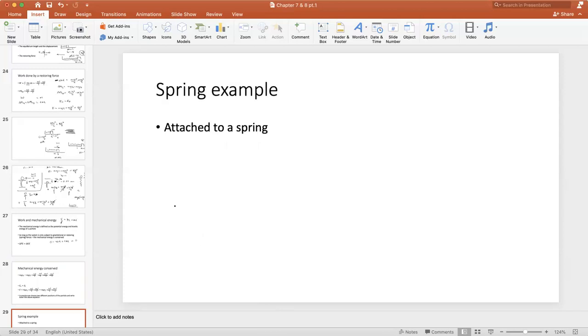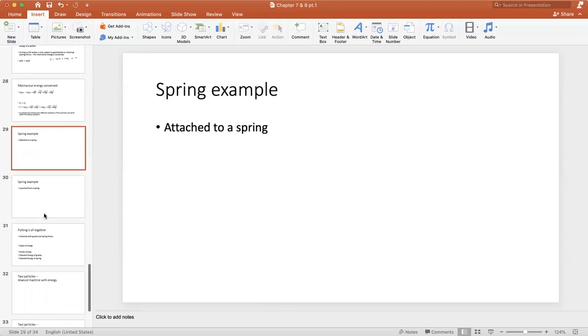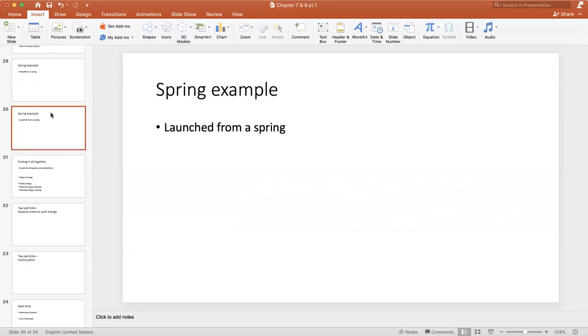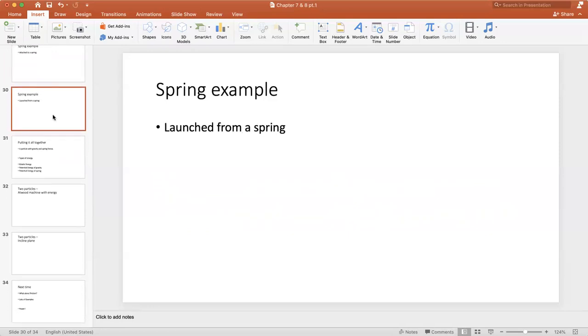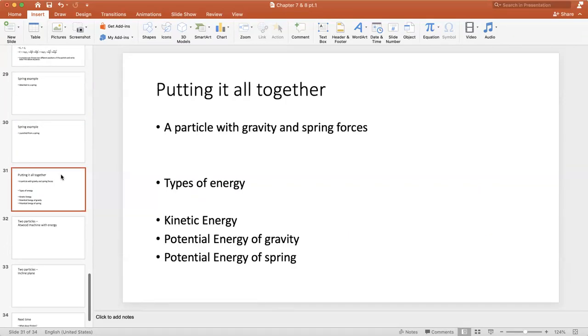All right, so here's a spring example. Well, I've already done the spring example. I'll let you look through the book and see an example of a block on a spring and a block launched from a spring, because next time I'm actually going to do one launching. In our next lecture on Tuesday, I'm going to show you an actual problem from start to finish at the beginning of that lecture, of a particle being launched off a vertical spring. So we'll talk about that next time.